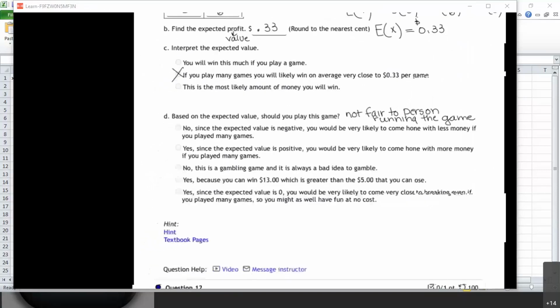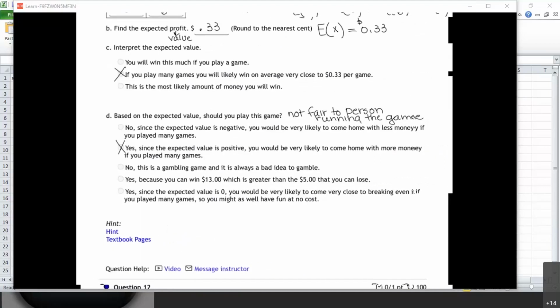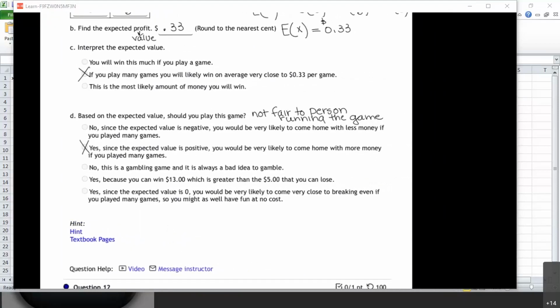Since the expected value is positive, you are very likely to come home with more money if you played many games. Does that guarantee you'll come home with more? No, it means on average. You may wind up in the hole before you wind up winning. So again, this is the answer they're looking for. On these problems, make sure you look at the hint, if there's a hint provided. So please, pay attention.